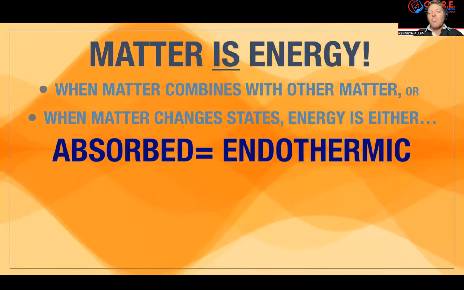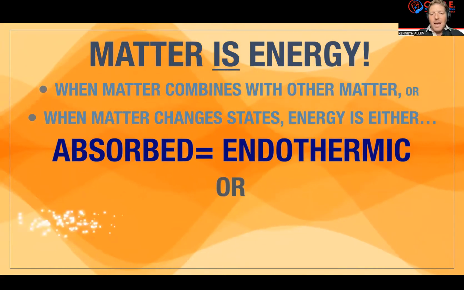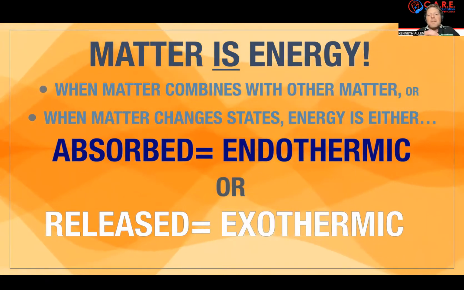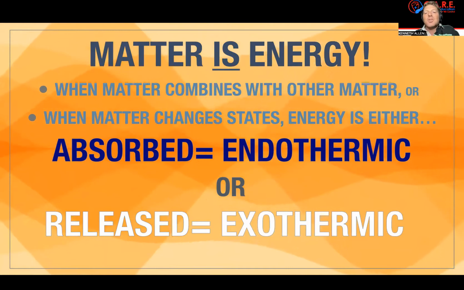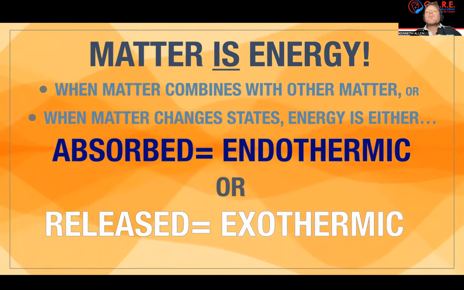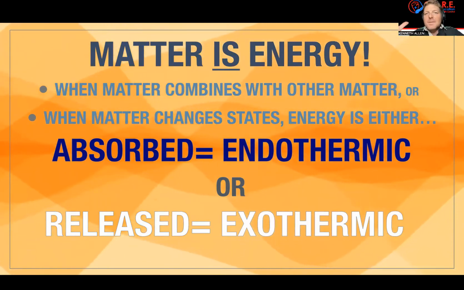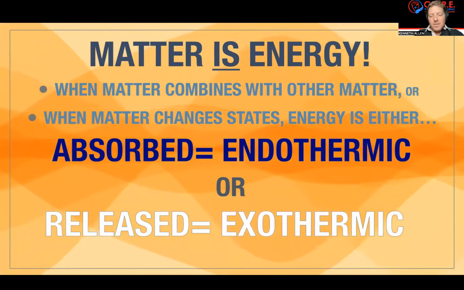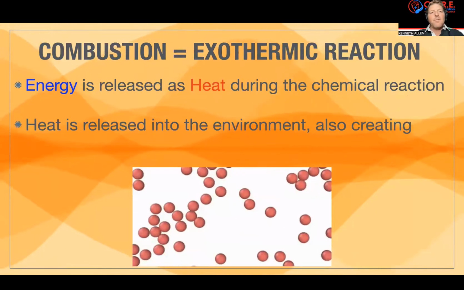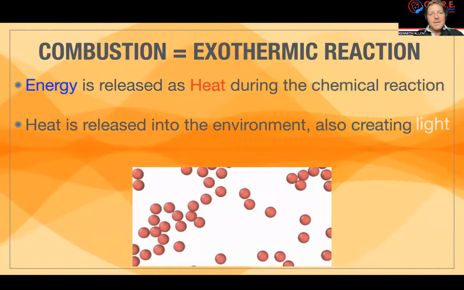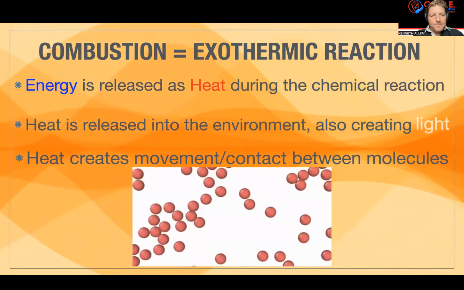That's endothermic. Whereas with an exothermic reaction, to turn a piece of wood into ash, you will have to release a tremendous amount of energy. And that energy comes out in the form of light and heat.